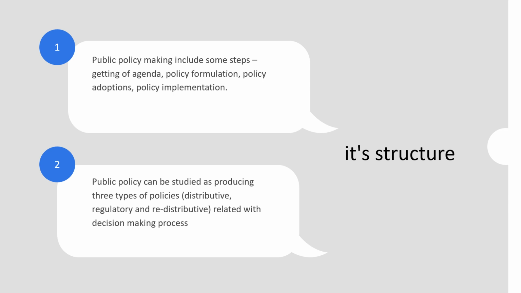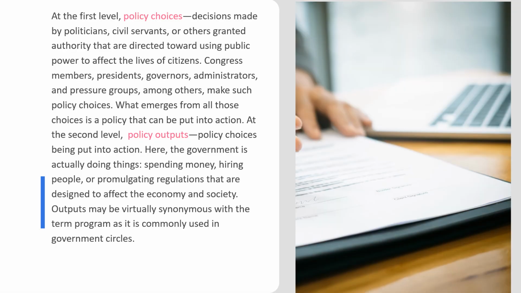Number 1, public policy making includes steps: getting on the agenda, then policy formulation, policy adoption, and policy implementation. Number 2, public policy can be studied as producing three types of policies: distributive, regulatory, and redistributive, related to the decision-making process. It's government service.